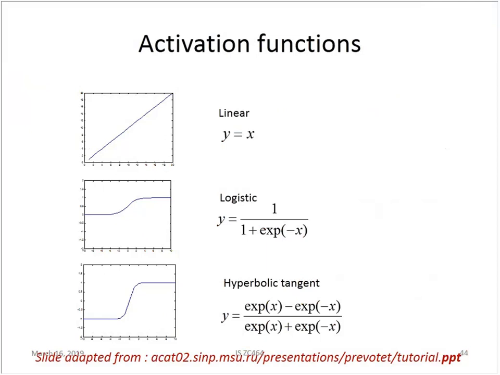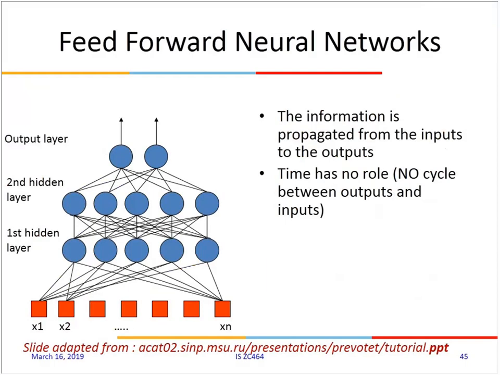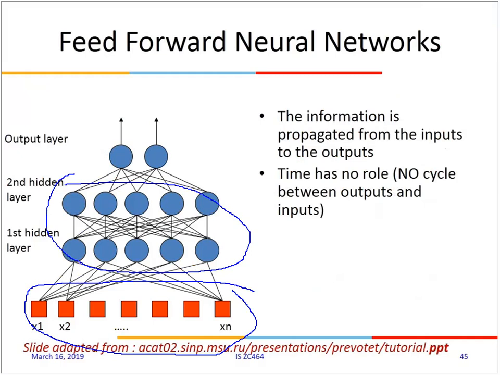Feed-forward neural network will have all these inputs here, x1, x2, xn, etc. And then you will have multiple number of layers, the first hidden layer, second hidden layer, etc. And you can see that there are lines connecting these neurons from one layer to another. They are representing the synaptic weights. So the information is propagated from the inputs to the outputs, and in this particular model, time has no role. There is no cycle between output and input, right? So this is one form of feed-forward neural network.